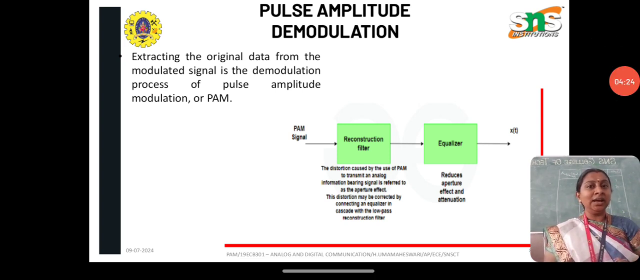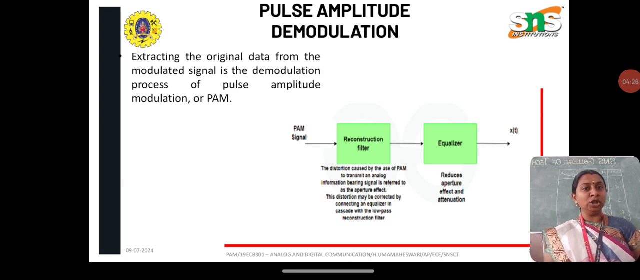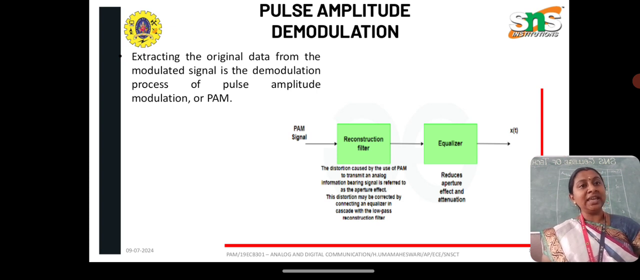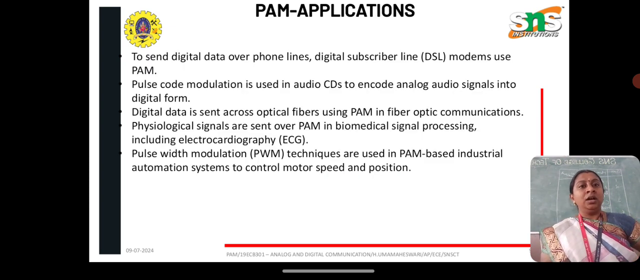This is the demodulation of the PAM signal, where extracting the original data from the modulating signal is called the demodulation process. We'll be using a reconstruction filter here. The distortion caused by the use of PAM in transmitting analog information signal is referred to as the aperture effect, and it is given to the equalizer. The applications of PAM are that digital data is sent and it is used for electrocardiography.